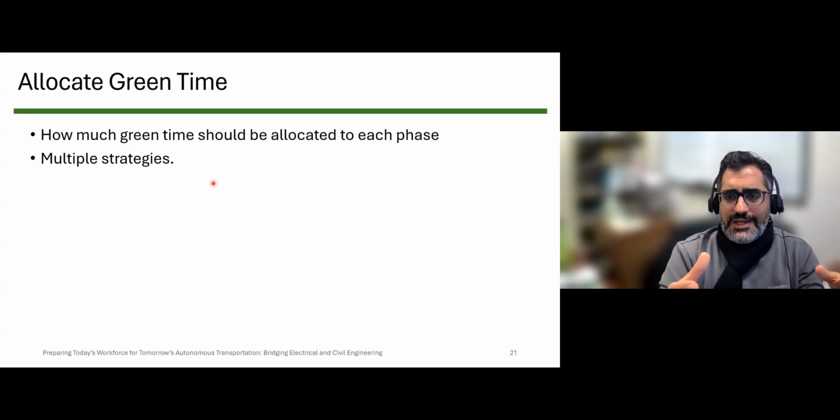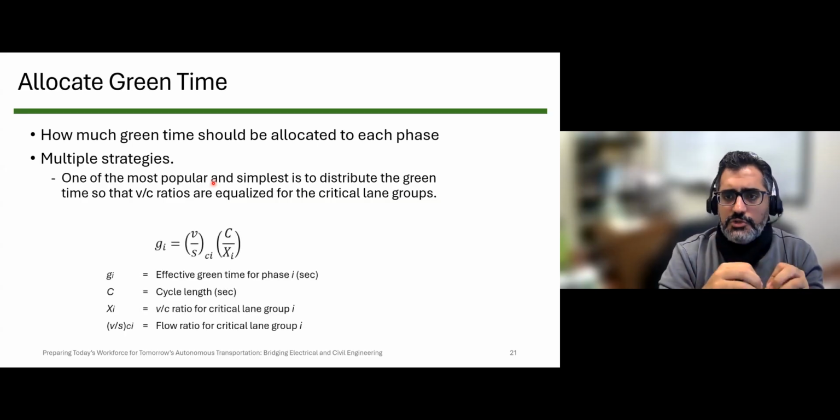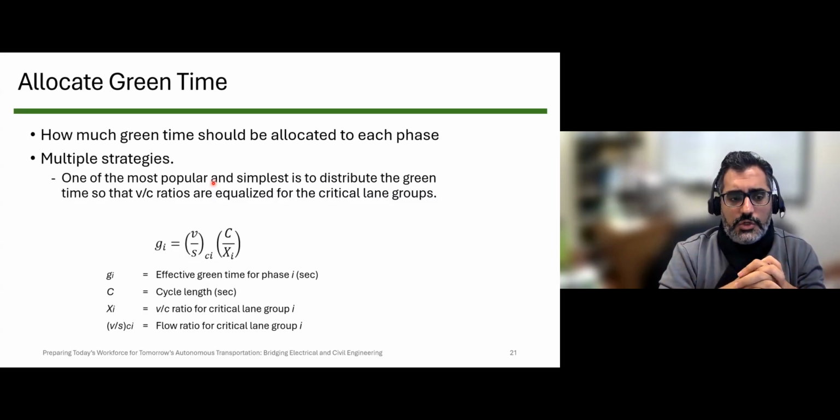There are multiple, different strategies. There's again no national standard to find the duration of the green, but the suggestion that I found most useful and efficient is to distribute the green based on how we found the critical movement in every phase, and a ratio that is based on cycle length and lane group V over C ratio.